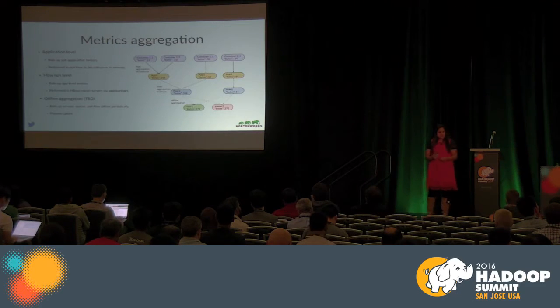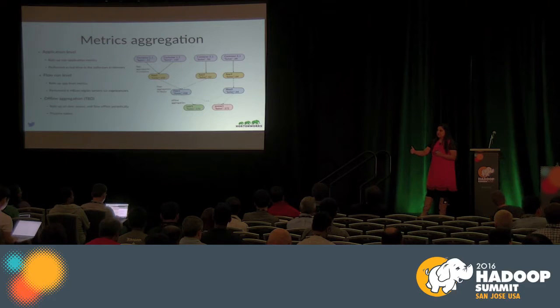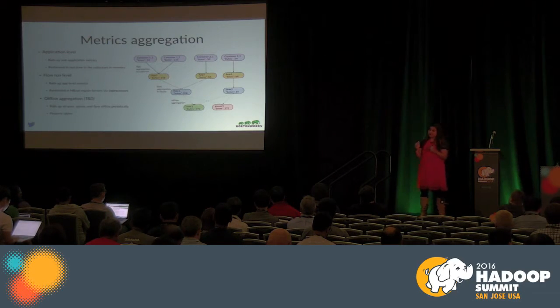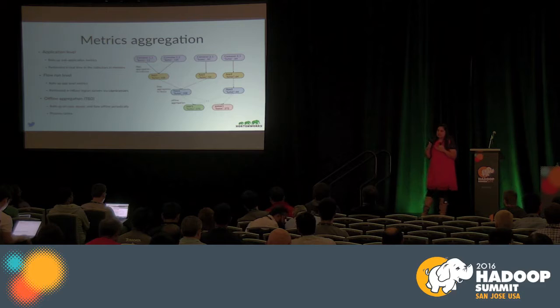All right. So metrics aggregation in timeline service is done at different levels. At the application level, we aggregate across the sub-application entities, like different YARN containers, and store it. This aggregation occurs in the collector's memory, so it is done in real time. If you want to know for my application how many bytes were read by all the containers, this aggregation will tell you.